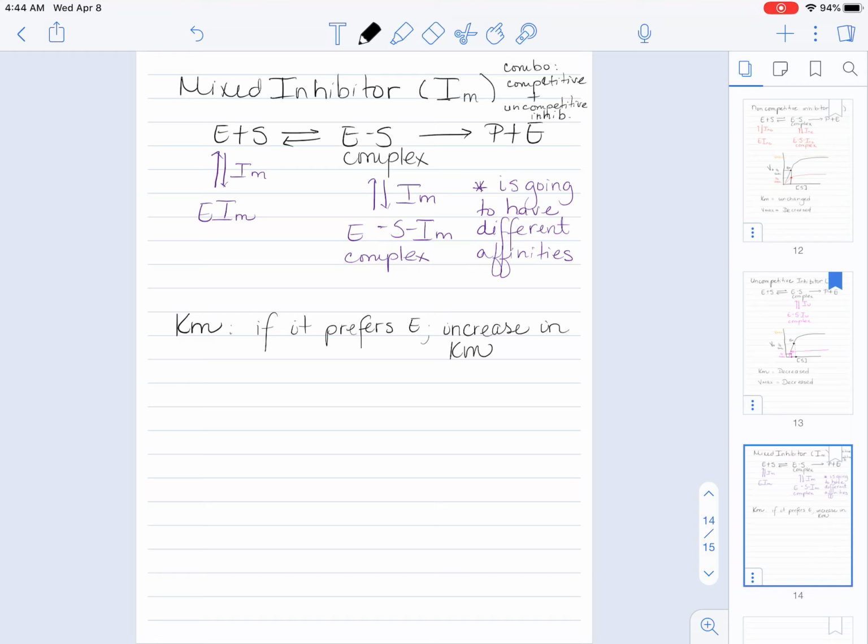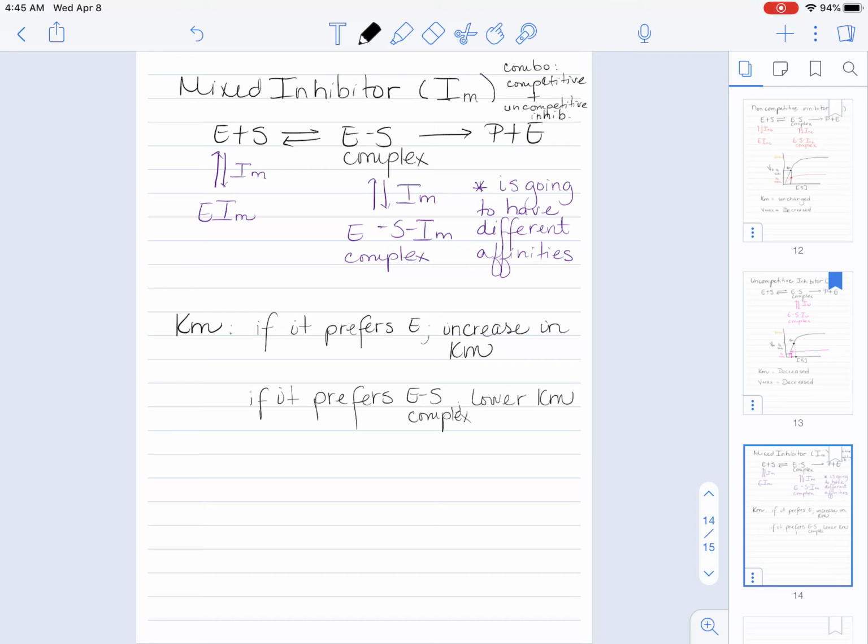And we observed before that in the case of a competitive inhibitor, we saw an increase in the Km because as more substrate was added, then overall we saw that the reaction reached its Vmax. So the trend of having an increased Km is also present in the mixed inhibitor. Now, if this mixed inhibitor prefers the enzyme substrate complex, it would lower the Km. And again, that's where the feature that it looks like an uncompetitive inhibitor comes from.